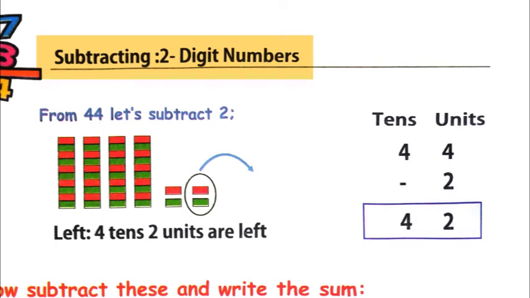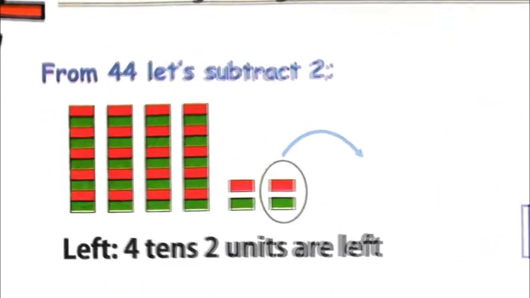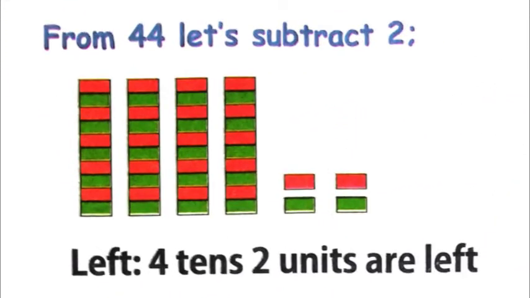Now first we learned in our previous lessons how to subtract in one-digit numbers, where it's a number above and below, only two numbers. Then we learned word problems. Today we are going to learn about subtracting with two-digit numbers. Okay, right. Now look at the page. From 44, let's subtract 2.